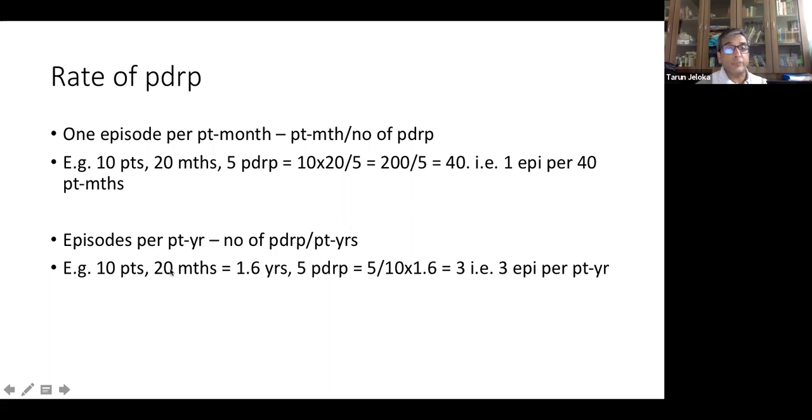Same here: 10 patients, 20 months. So you have to calculate for individual patients how many years they were on dialysis. But we have taken the same example. So 10 patients, and the total duration was 20 months. That means 1.6 years. And 5 PD peritonitis episodes. So peritonitis divided by 10 patients into 1.6 years. That comes to 3. That is 3 episodes per patient year.